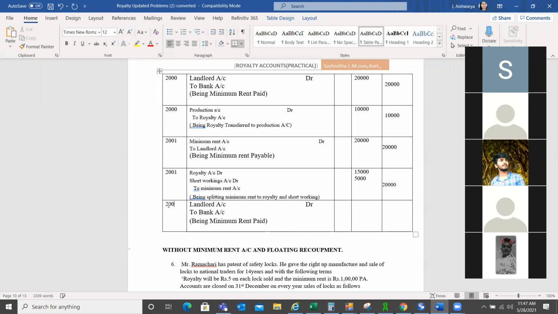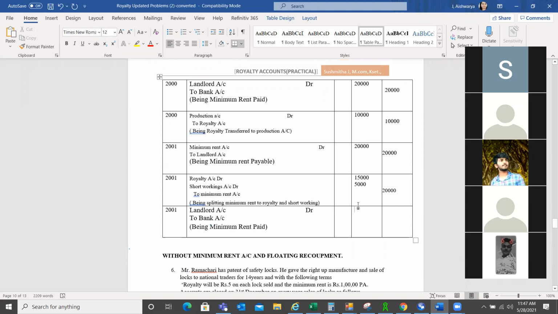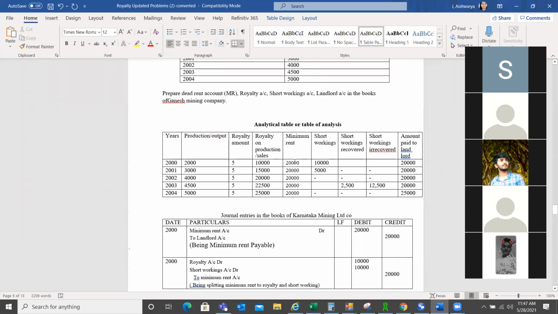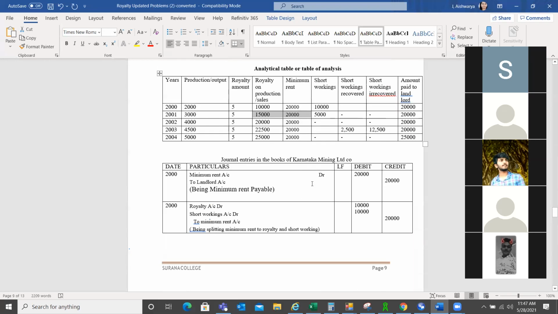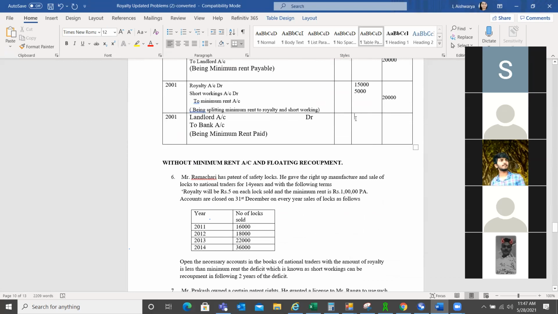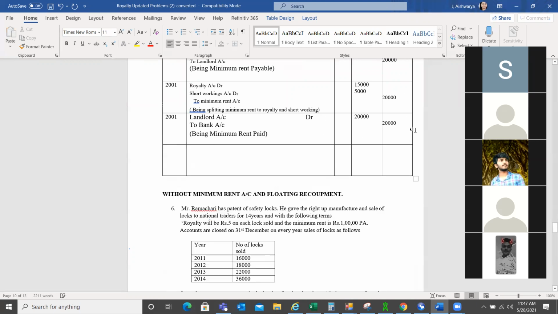Yes, ma'am. Okay. See, in 2001, first entry is payable. That is outstanding entry. Understood? So after outstanding, we have to pay. Am I clear? Yes, ma'am. Okay. How much we are paying to landlord as a minimum rent? By looking into it, how much is the minimum rent in 2001? 20,000. So 20,000 is the minimum rent. Landlord account 20,000, and in the credit side again you have to write 20,000 to bank account. So you are paying minimum rent to your landlord. Good, Kiran. Thank you.